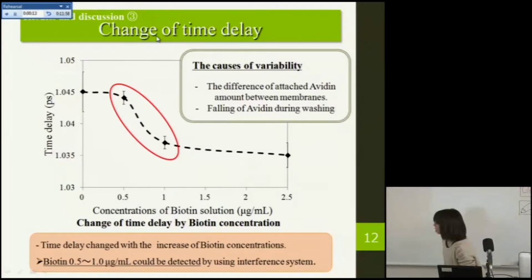This is a graph of the change of time delay by biotin concentration. In this graph, time delay decreases with the increase of biotin concentration, and biotin from 0.5 to 1 microgram per milliliter could be detected by using interference system. But the problem is big variability. And I think the cause is a difference of attached avidin amount between membranes, and avidin may fall from membrane filter during washing.